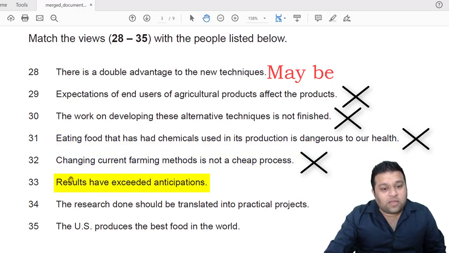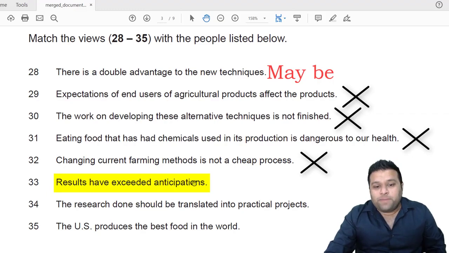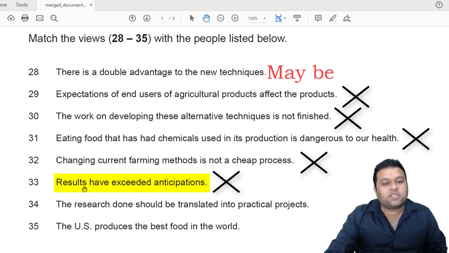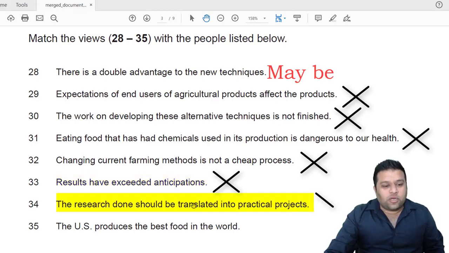Now they're talking about results, but are they saying results are better than expectation? That's not what they're saying. They're just saying that farmers are finding that new practices are giving good results, but they're not saying that the results are better than expectation, right? Research, they're not talking about it.